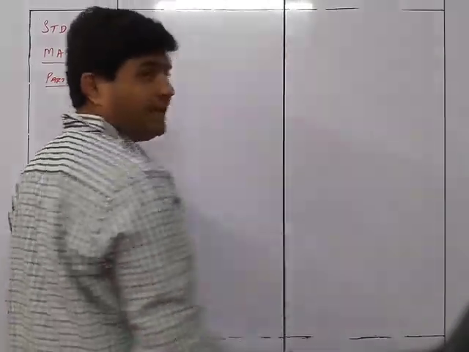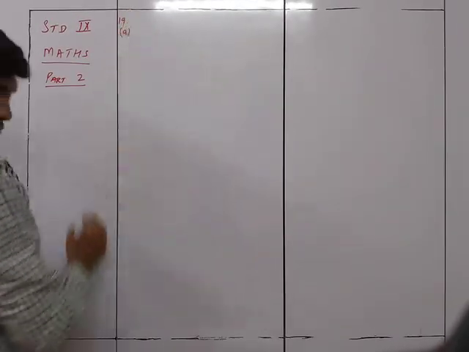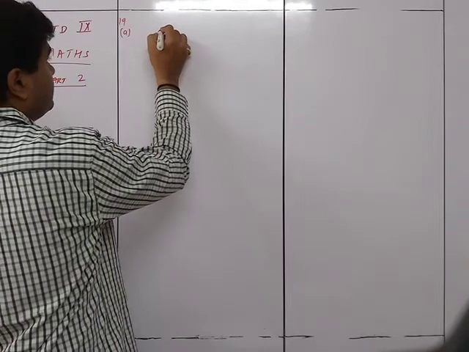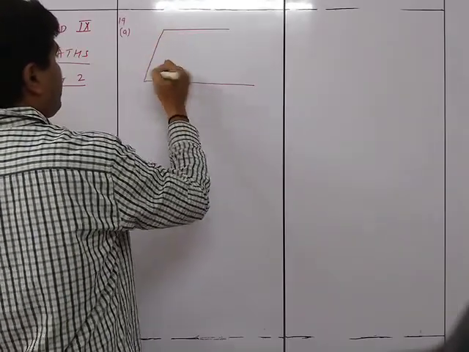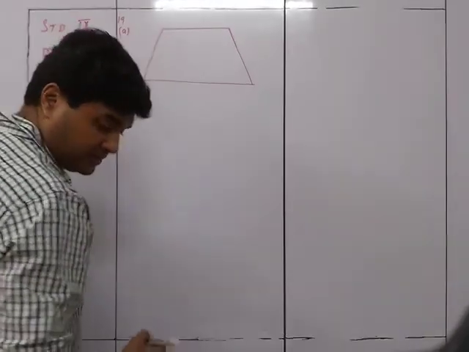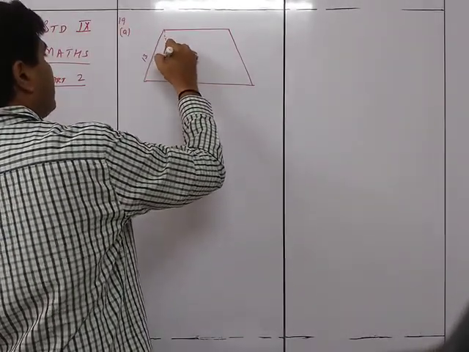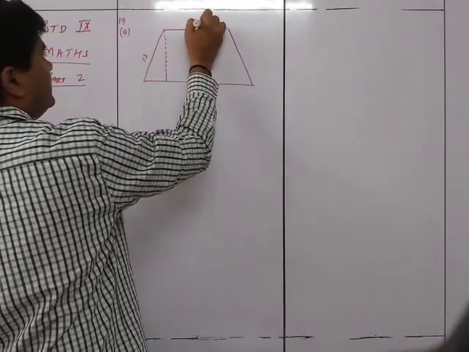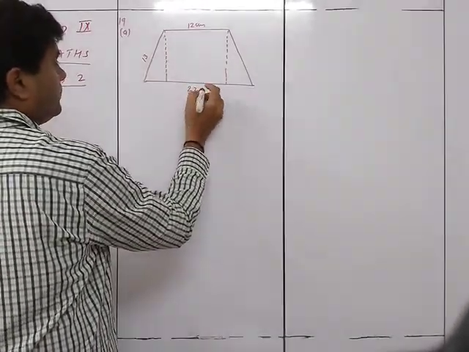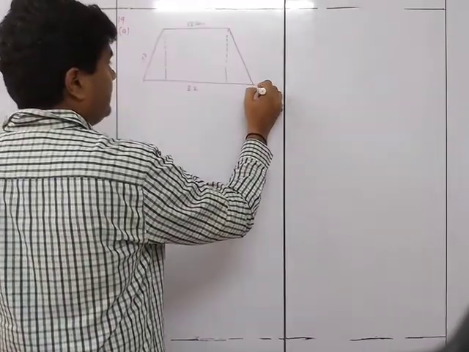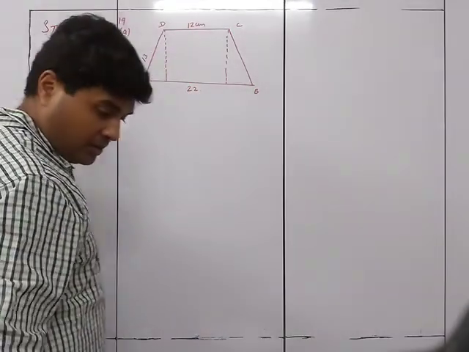So sum number 19A and then 19C. We have a trapezium over here, wherein this side is given as 13. This is 12 centimeters here. The lower part is 22. And this is B, this is A, this is C, and this is D.